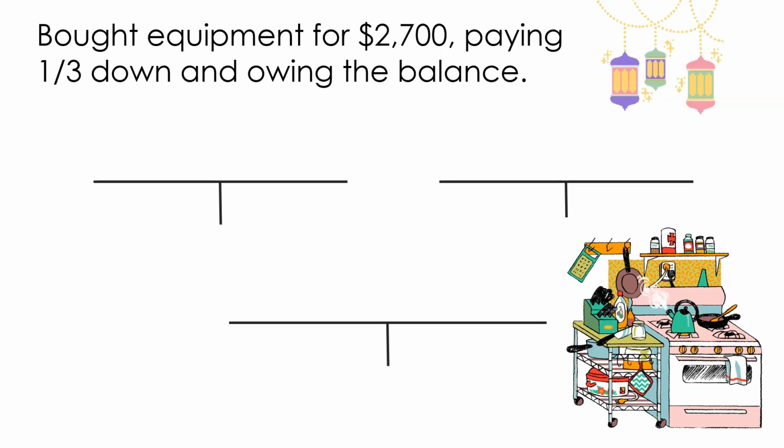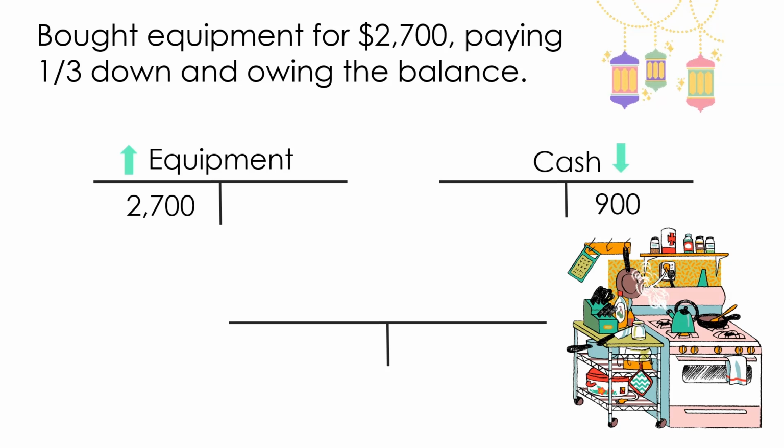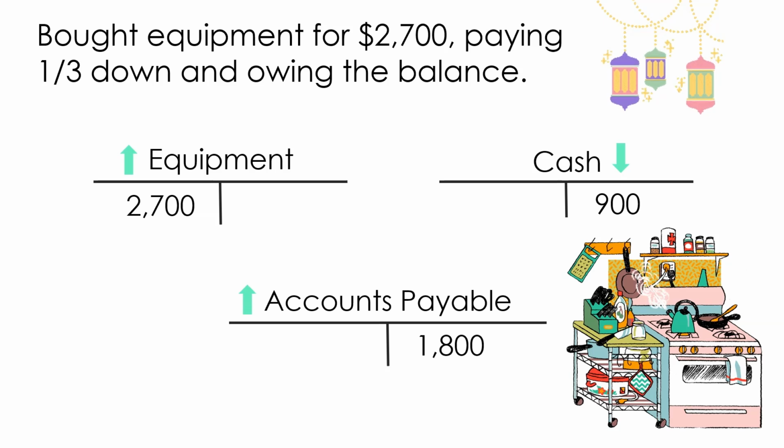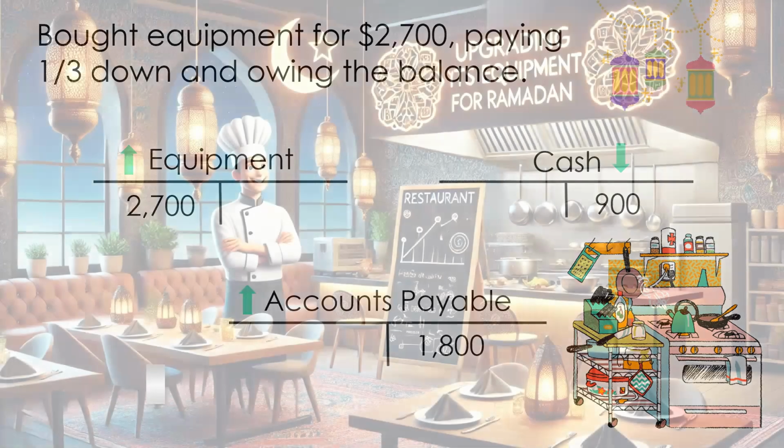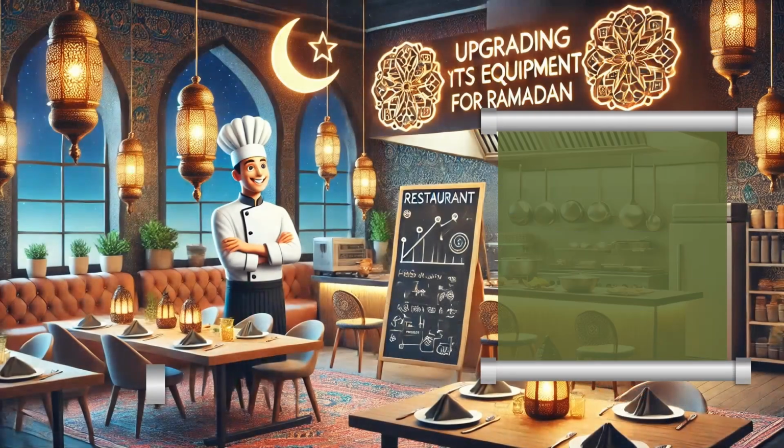Here's what happens. First, we debit the equipment account for $2,700 because the business now owns new equipment, which is an asset. Next, we credit the cash account for $900 since that amount was paid immediately. And finally, we credit accounts payable for $1,800, representing the amount still owed. This way, the restaurant is ready for Ramadan while managing its cash flow efficiently. Let's move on to another situation.